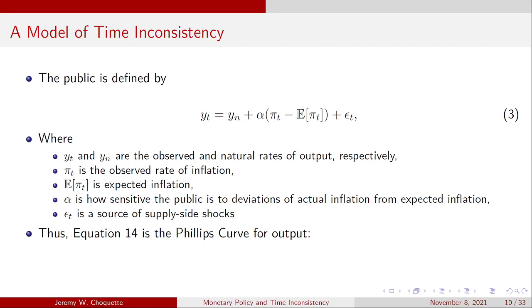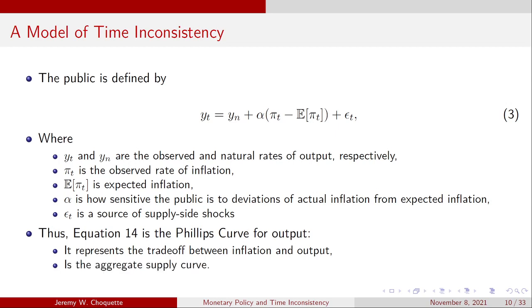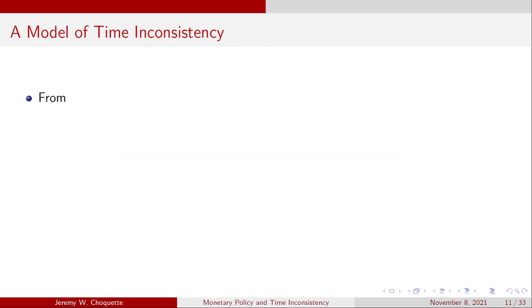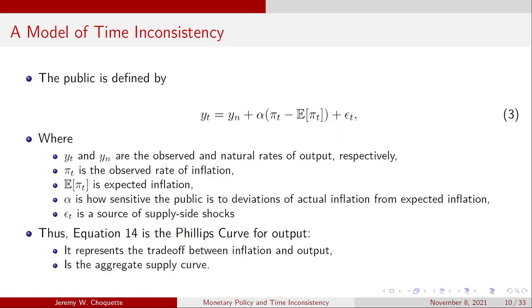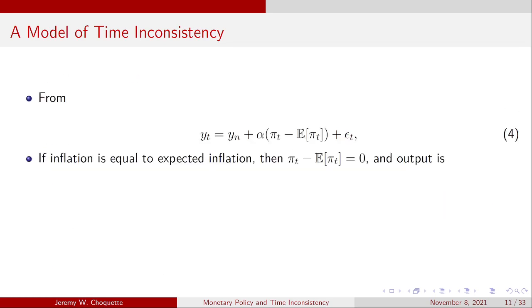I don't know why it says equation 14. It's supposed to be equation 3. Equation 3 is the Phillips curve for output, not equation 14. So if you're listening to this, please just ignore equation 14. It's supposed to be equation 3. It's the Phillips curve for output, and it represents the trade-off between inflation and output. It is essentially an aggregate supply curve. So from equation now 4, although it's the same as equation 3 as you see here, it's just a new slide, so it gave it a new number.